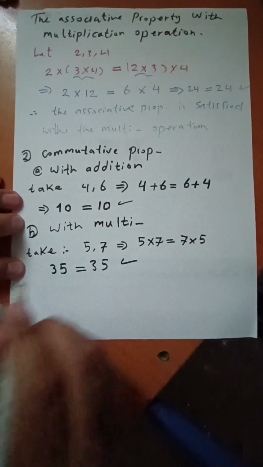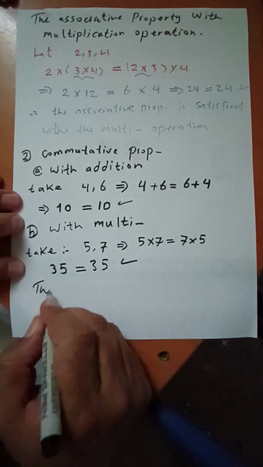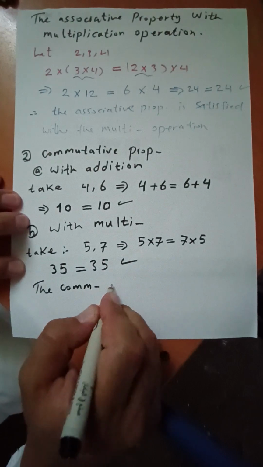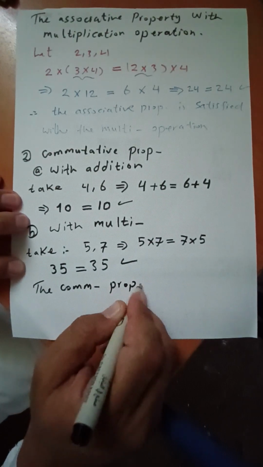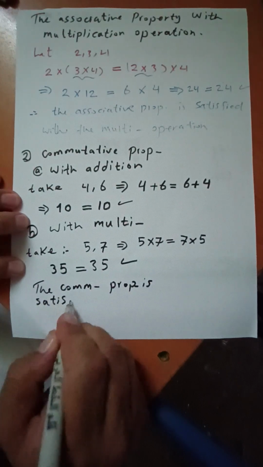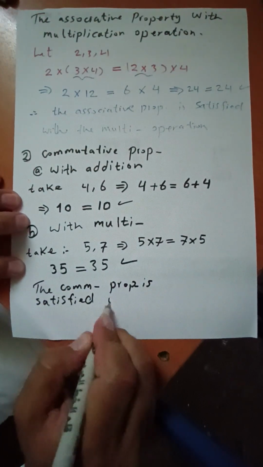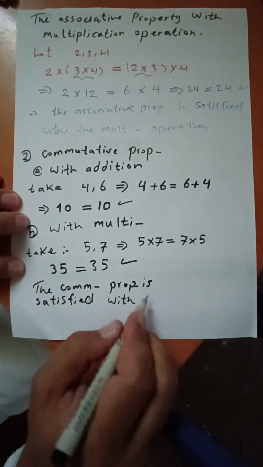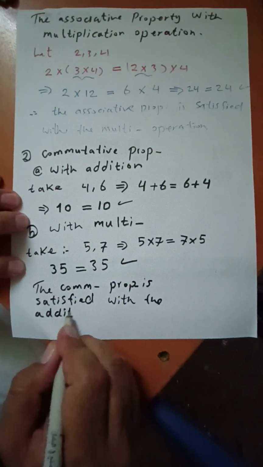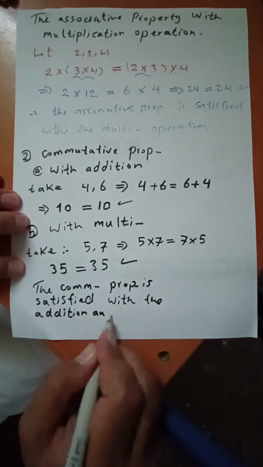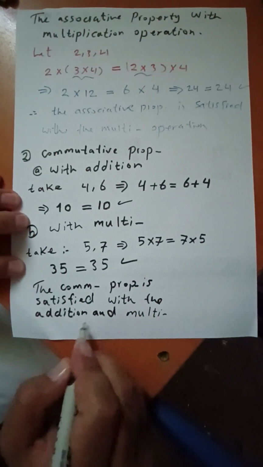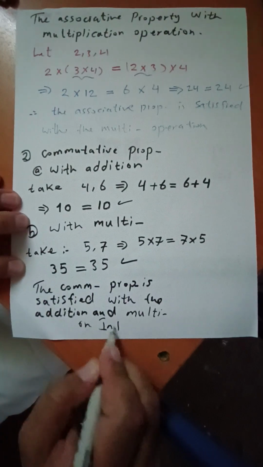In the end, what do I have? I have that the commutative property is satisfied with the addition and multiplication on integers.